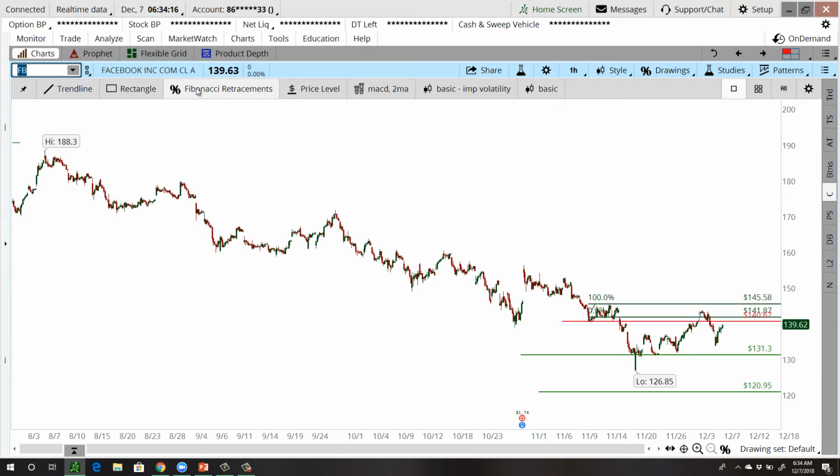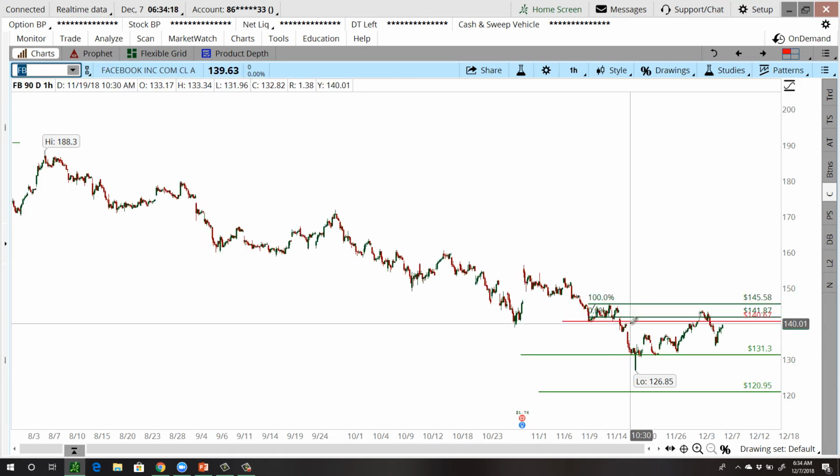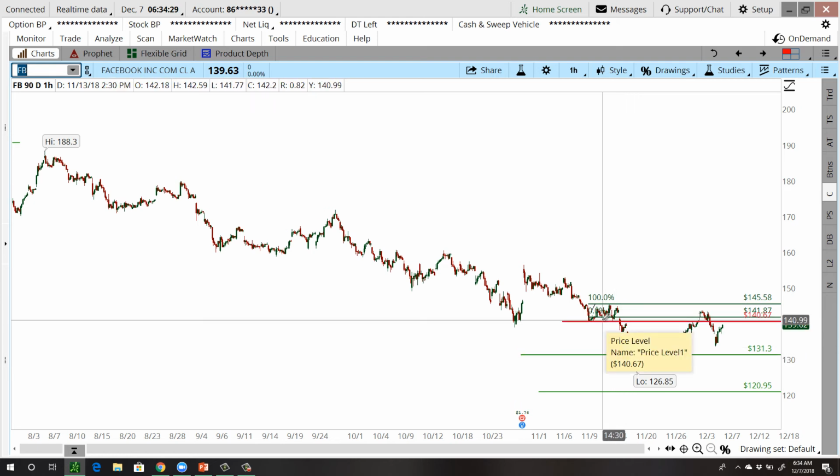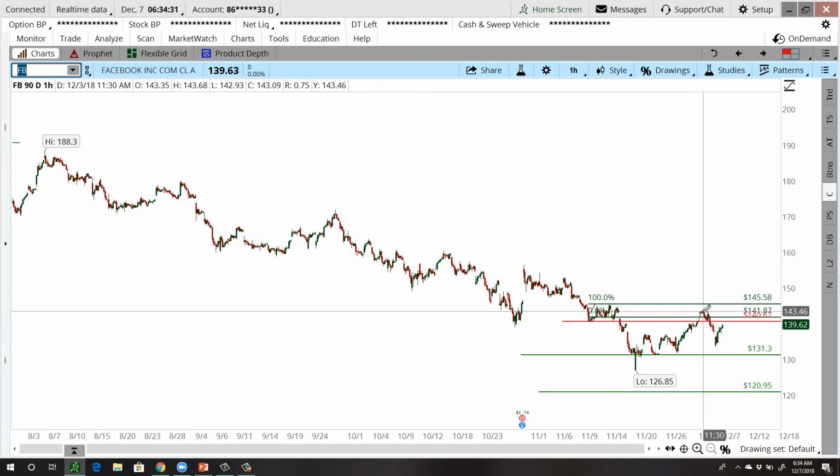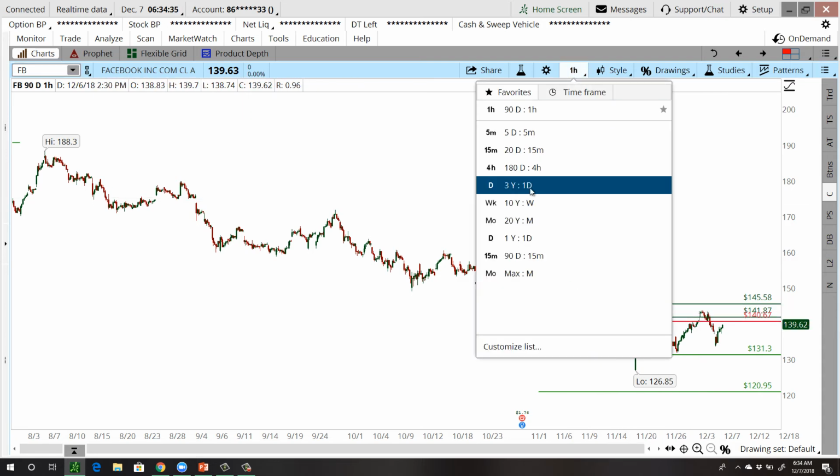Another one that hit its target was also Facebook. We came down and hit our target one in Facebook, and that one we had taken our stop and moved it down to lock in a little bit of profit, and then it came back up and hit that stop. So now, why did we pick that area in Facebook?